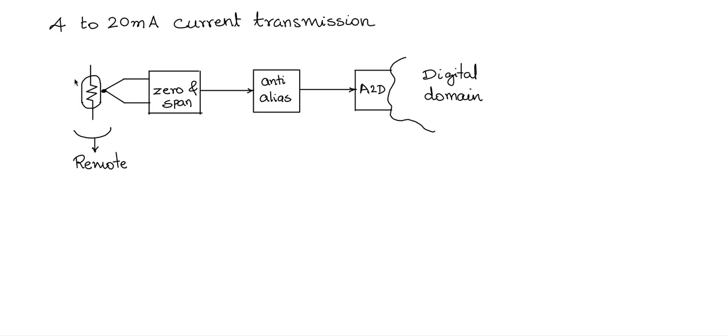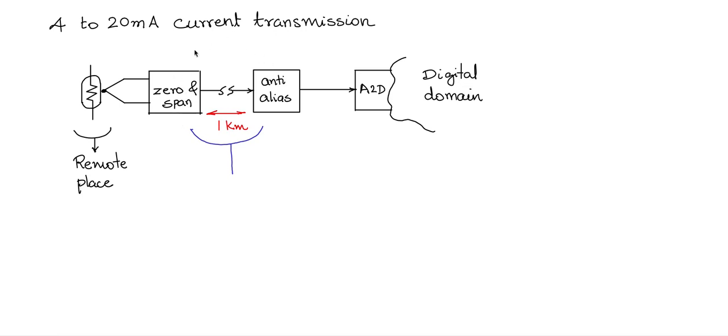So if I say that this transducer, and then let us say along with the zero and the span, is at one location, and the anti-alias, A to D and the digital domain and the controller and all other parts of the control electronics are at another place or another building, then you can see that I can make a break here and say that this is at some distance, let's say 1 kilometer distance. So what is the effect if it is at such a great distance?